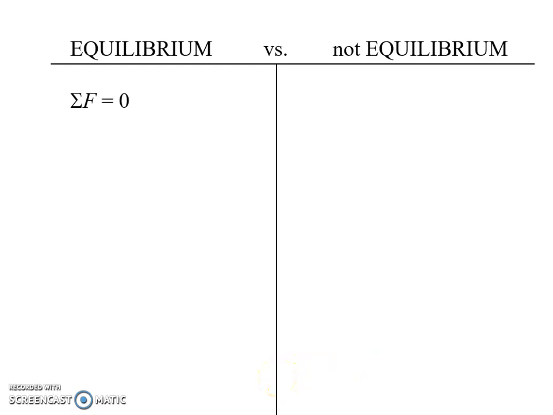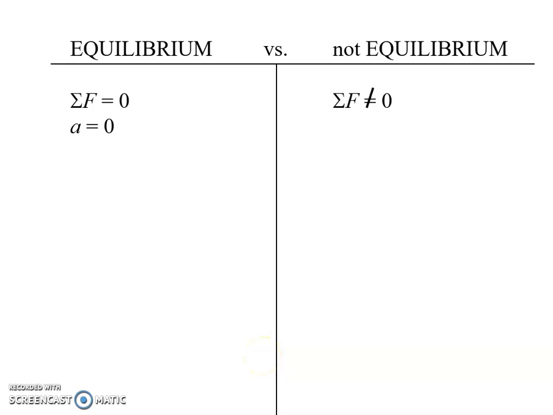The vector sum of forces equals zero, which means you add up all the forces and they cancel each other out. So what is the case in not equilibrium? It just means the net force is not zero. What does that mean? Well, that means when you put all the forces together as vectors, something is left over. So what's the consequence of this?